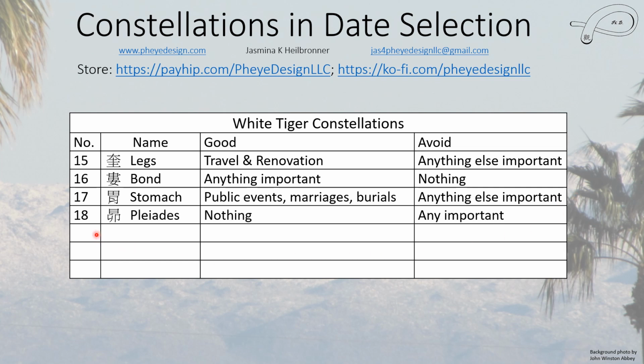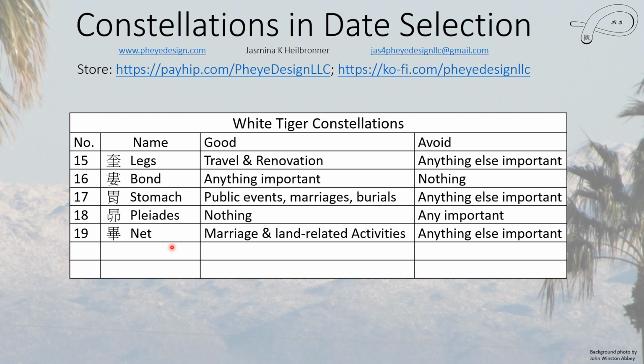Now the 18 is the Pleiades. Basically, it's not a very good thing, so nothing is particularly good to do this day. And basically, avoid anything important. You can keep doing your day-to-day activities, totally fine. Just don't start anything new or do anything that can have a long-term effect on your life.